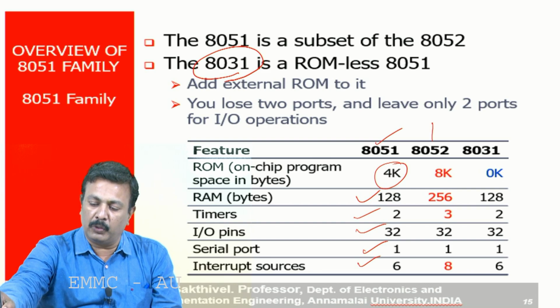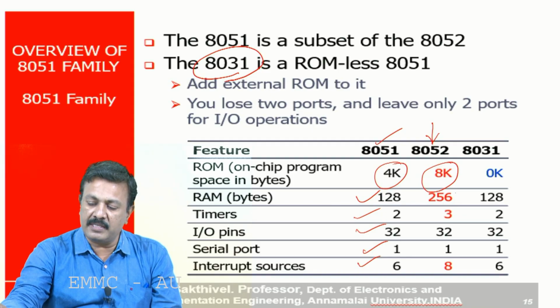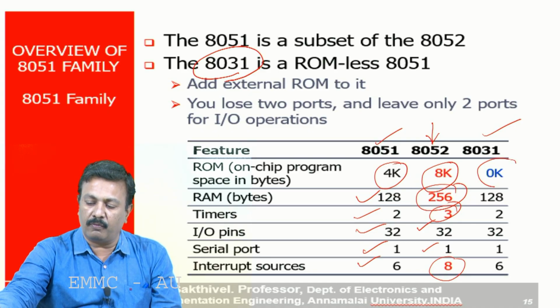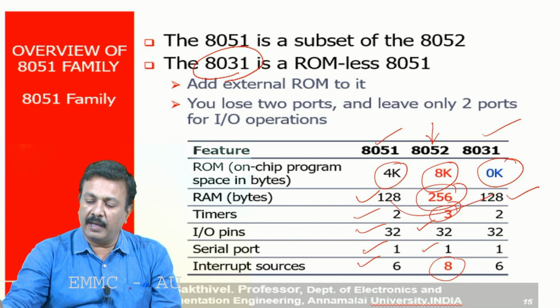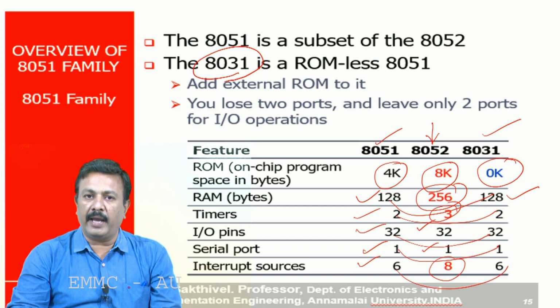The 8052, another family member and a subset of 8051, has twice the amount of ROM, that is 8K, and twice the amount of RAM, that is 256 bytes. One more timer is available, so 3 timers, the same number of I/O lines and serial port, and 2 extra interrupt sources, so totally 8 interrupt sources. The 8031, as I told you earlier, is the ROM-less version of your 8051, that is 0 kilobytes of ROM, and the same 128 bytes of RAM, timers, I/O lines, serial port and interrupt sources. That's why I said it is the ROM-less version of 8051.